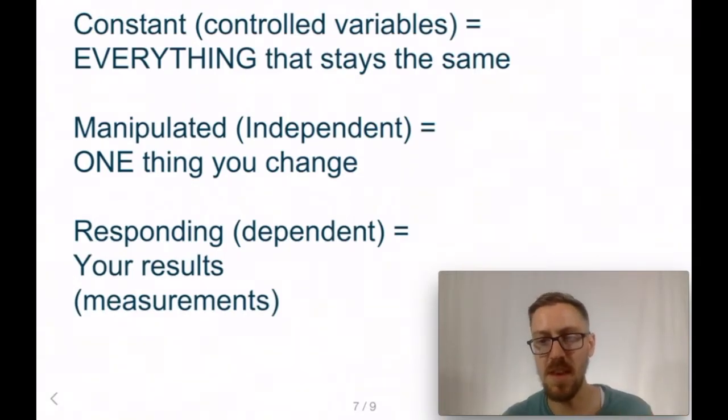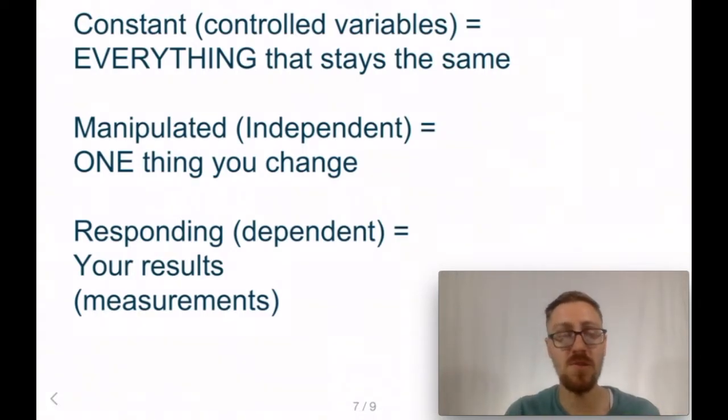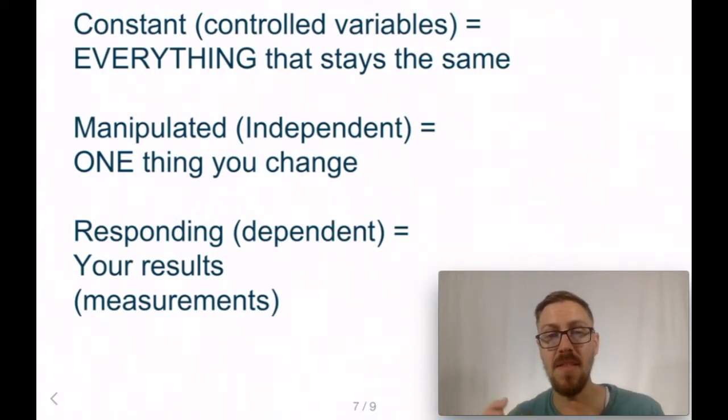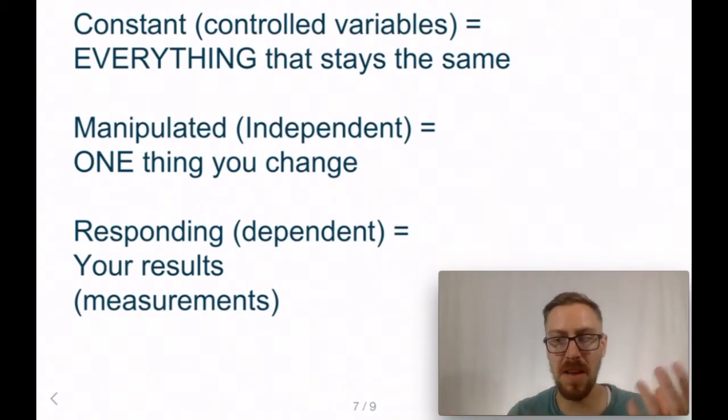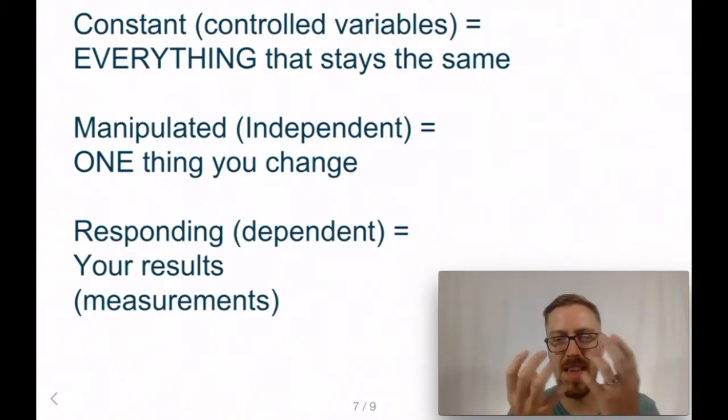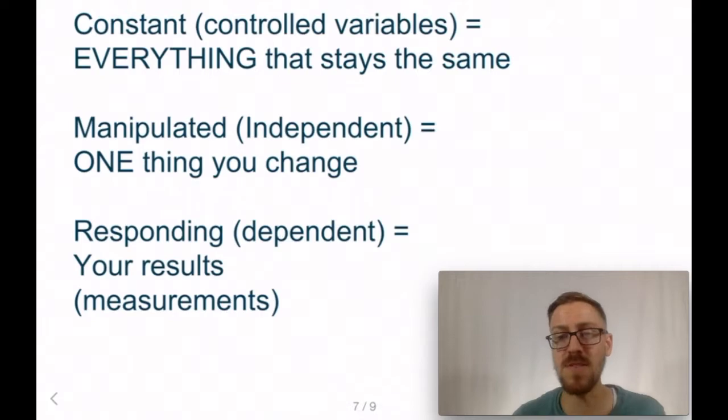Those are your measurements. So in a good experiment, you should have tons and tons and tons of controlled variables or constants. You should change only one thing, and that's your manipulated or independent variable, the thing that you're adjusting. And then the thing that you're looking at to see how it responds or reacts, that's your responding or dependent variable. You've probably heard those words independent and dependent before. I use manipulated and responding because independent and dependent kind of sound similar, which confuses a lot of people.